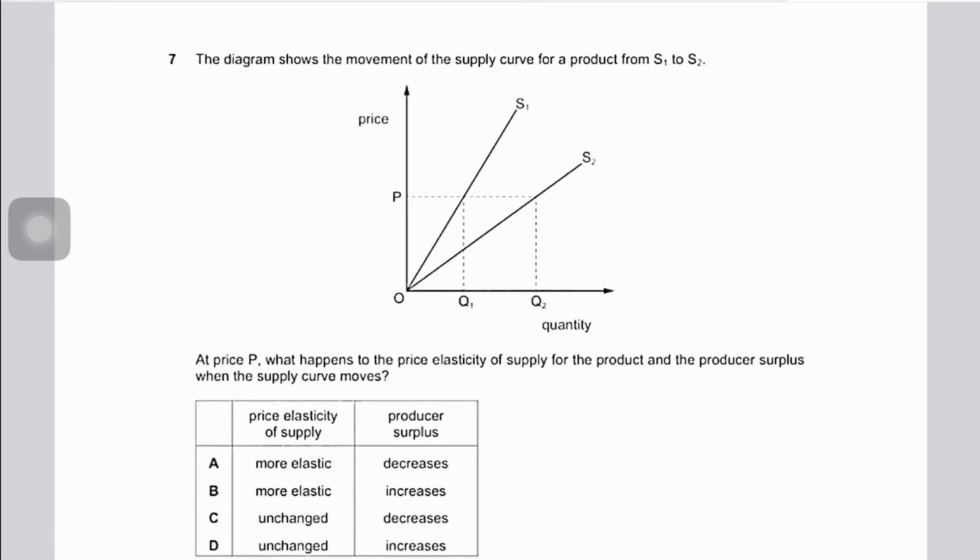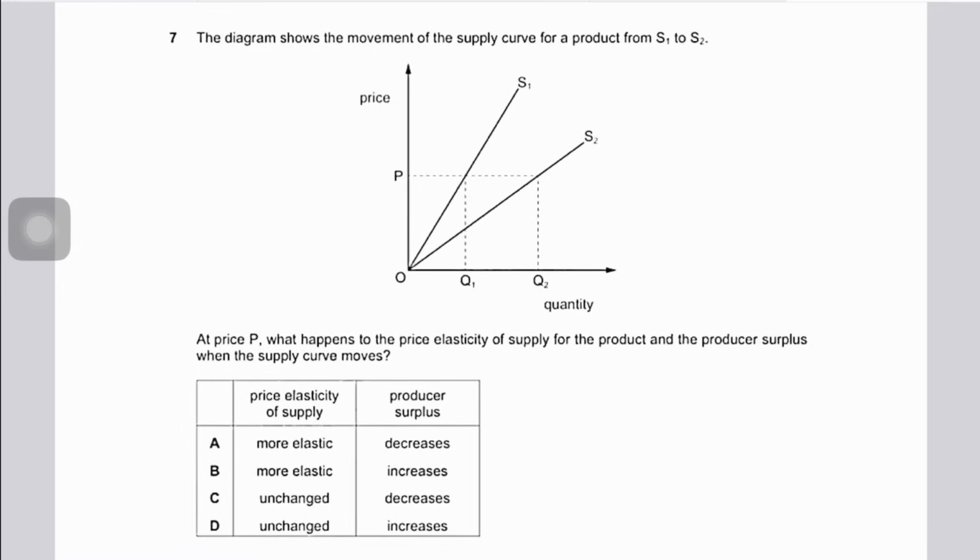And when your supply curve starts from the origin, we know that the PES is equal to 1 throughout the curve. Now, while S1 and S2 have different slopes, and S2 is flatter than S1, that doesn't mean that the PES will change here. So both S1 and S2 will have the same PES that is equal to 1, that is equal to unity. So the price elasticity of supply has to be unchanged, which makes either C or D the answer.